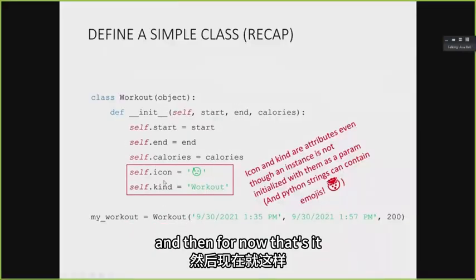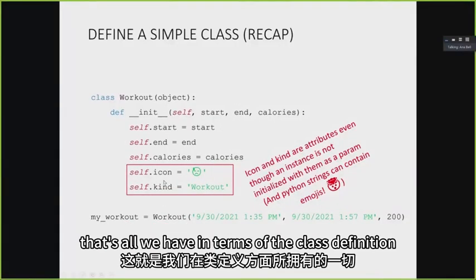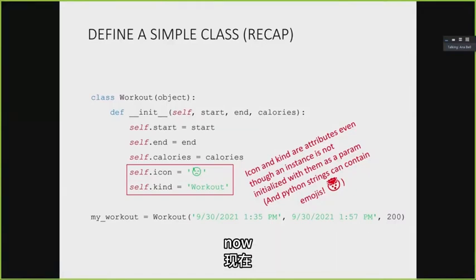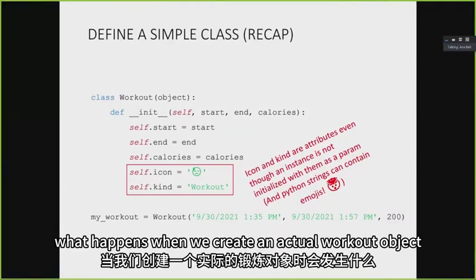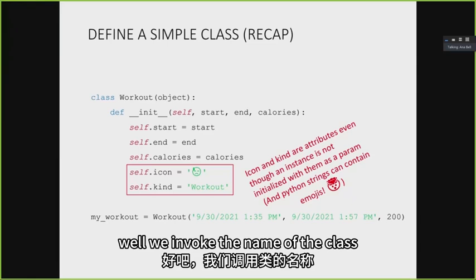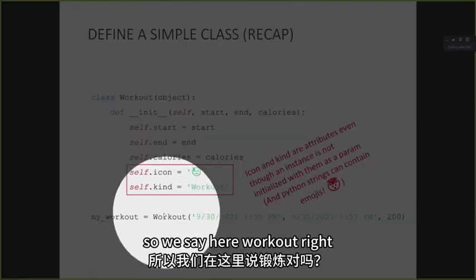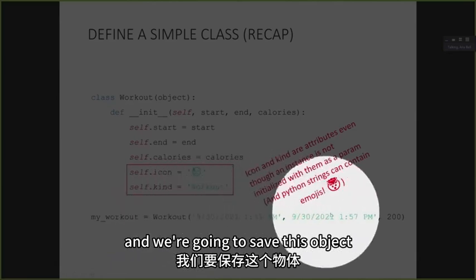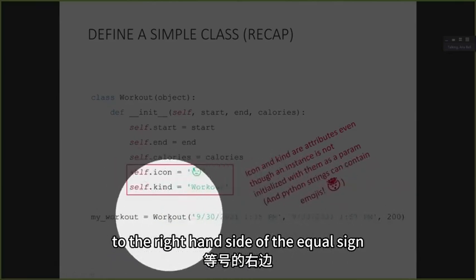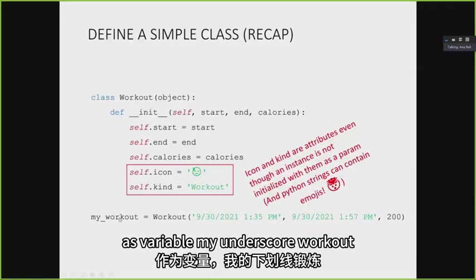And then, for now, that's it. That's all we have in terms of the class definition. Now, what happens when we create an actual workout object? Well, we invoke the name of the class. So we say here workout, right? And we're going to save this object to the right-hand side of the equal sign as variable my_workout.